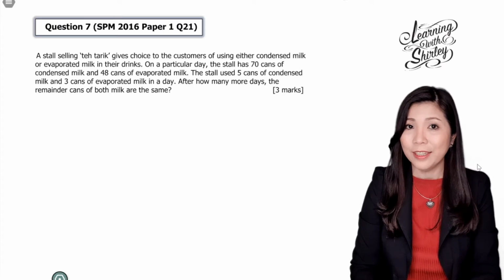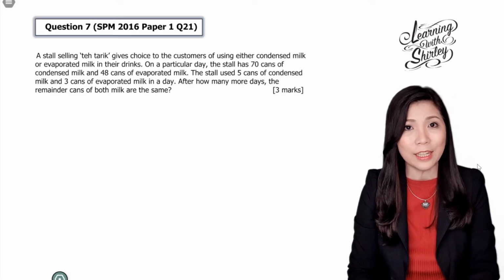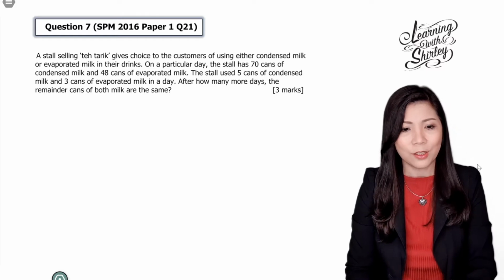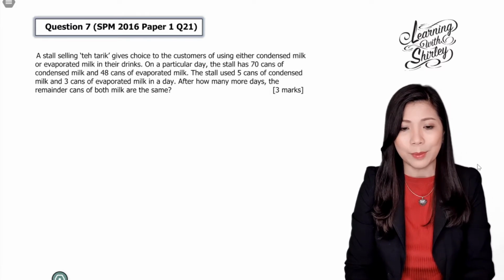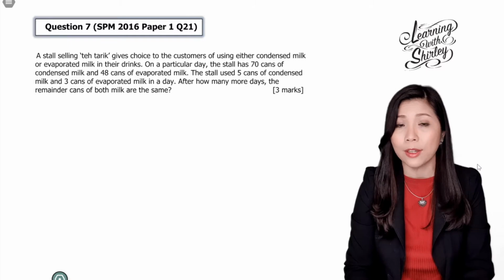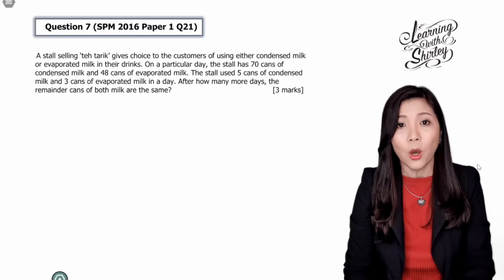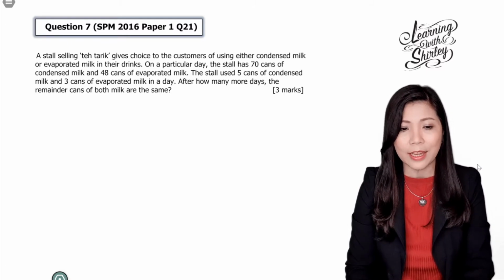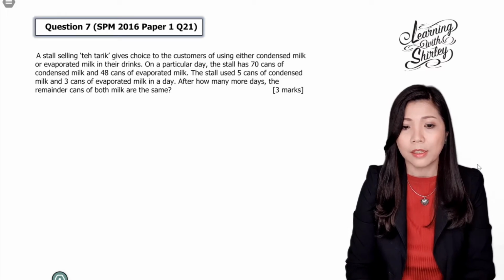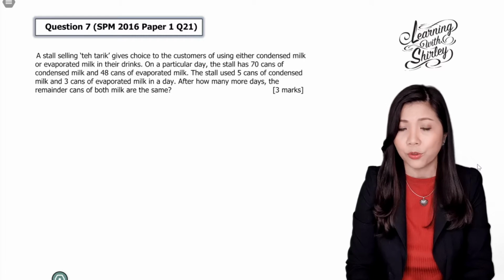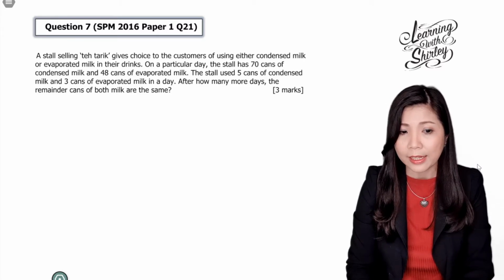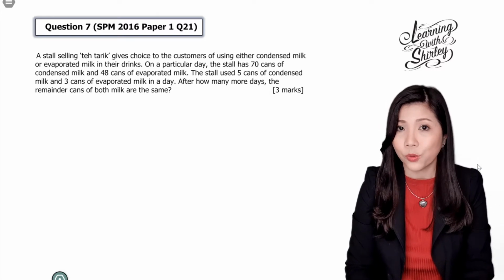Let's look at question 7. This is SPM 2016, question 21. A store selling teh tarik gives the choice to customers of using either condensed milk or evaporated milk in their drinks. On a particular day, the store has 70 cans of condensed milk and 48 cans of evaporated milk. The store used 5 cans of condensed milk and 3 cans of evaporated milk in a day. After how many more days are the remaining cans of both milks the same? And this is 3 marks.